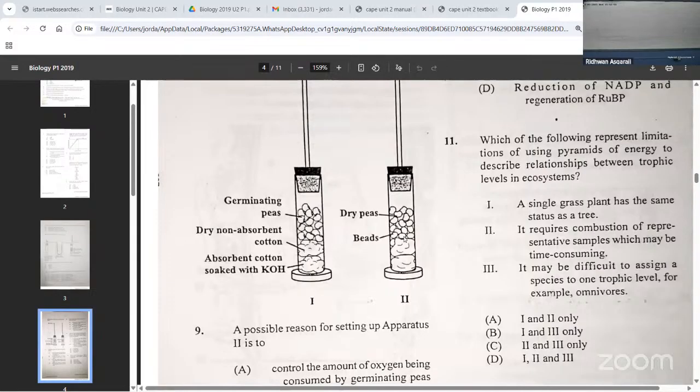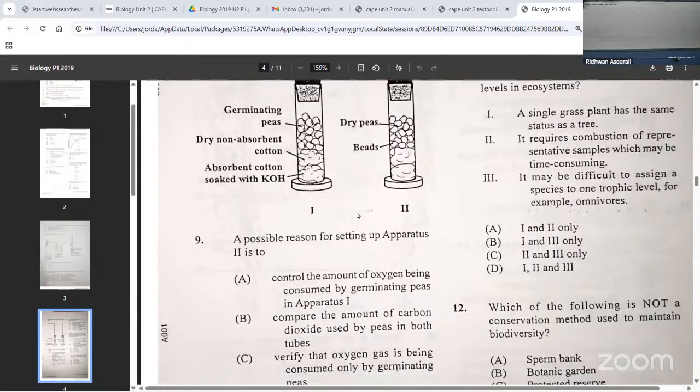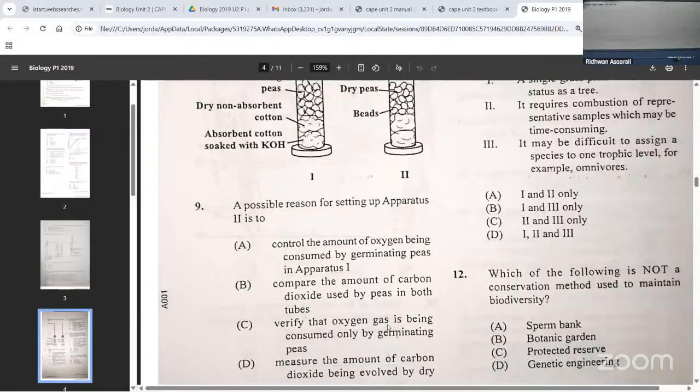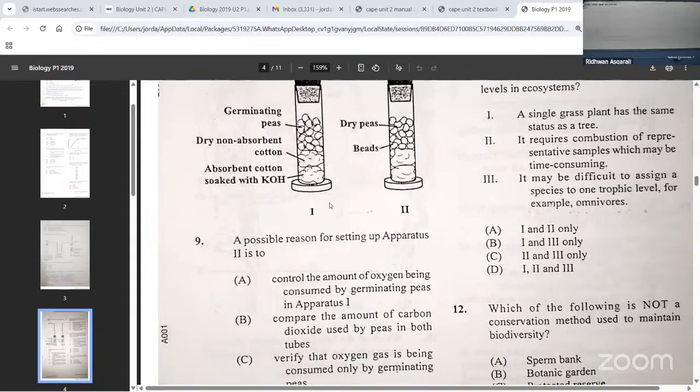Right? The only difference between these two tubes is, first of all, you have germinating peas and you have dry peas. It has one difference. And then you have some beads. What's the difference between germinating peas and dry peas? Germinating peas use oxygen for respiration. Dry peas are not using any oxygen or carbon dioxide, right? So what you're really doing is verifying that oxygen gas is being consumed, because only number 1 is supposed to be using oxygen.